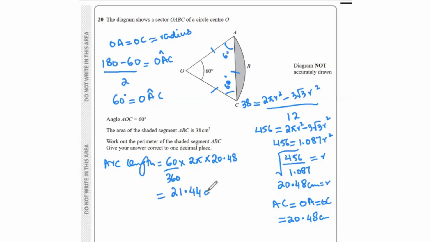21.44 centimeters. So perimeter of the shaded sector is 20.48 plus 21.44. That gives us 41.9 centimeters, correct to 1 decimal place. That's how you solve this.